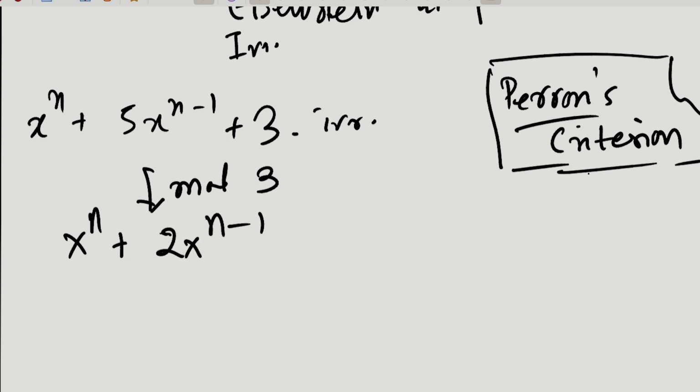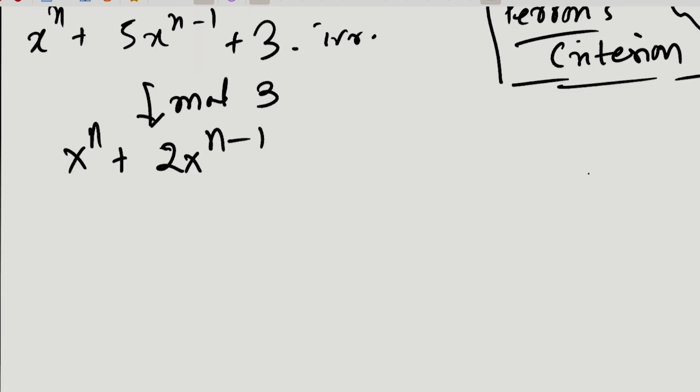It's kind of irrelevant. You might say, okay, for the sake of contradiction, assume that it's reducible. Sorry, my bad actually. It's obviously reducible, right? It's just x to the n minus 1 times x plus 2. My apologies. It's obviously reducible.